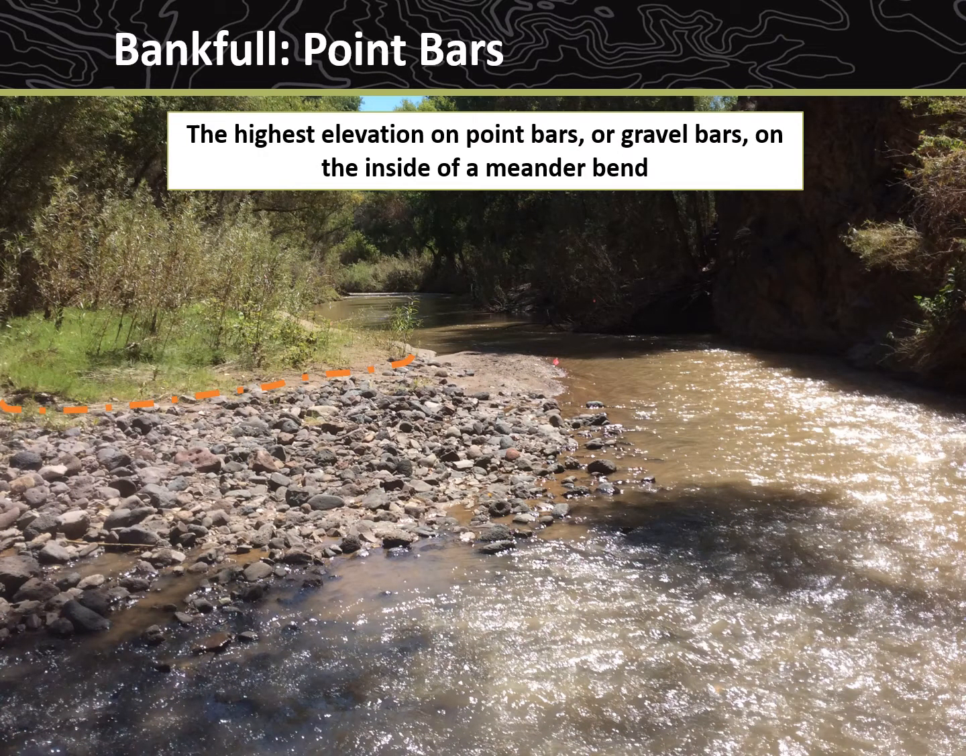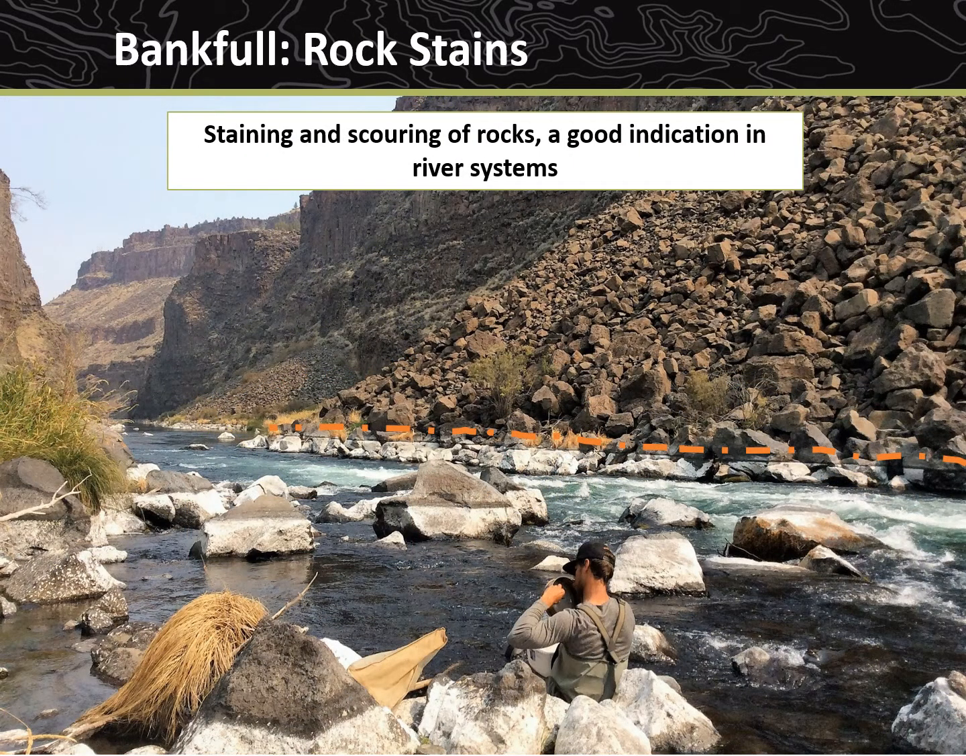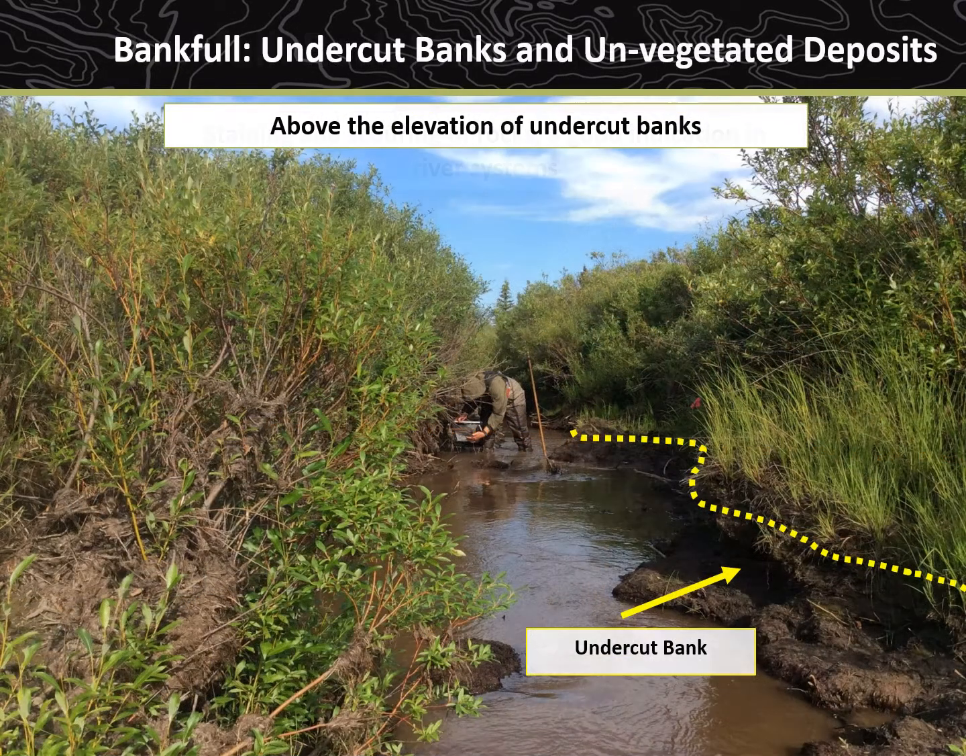Point bars or gravel bars that are usually on the inside of a meander in a stream can be an indicator of bankfull. The highest point of these bars can sometimes indicate the lowest possible height of bankfull. Bankfull can also be identified by the staining or scouring of rocks, especially in big river systems. Finally, bankfull will usually be just above the elevation of undercut banks.